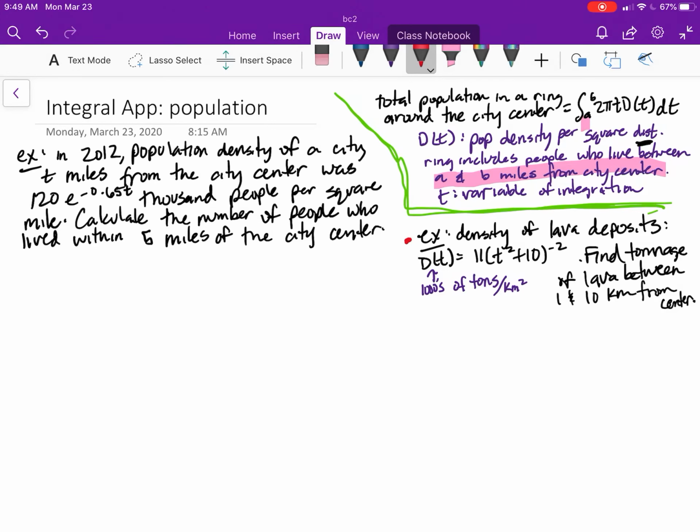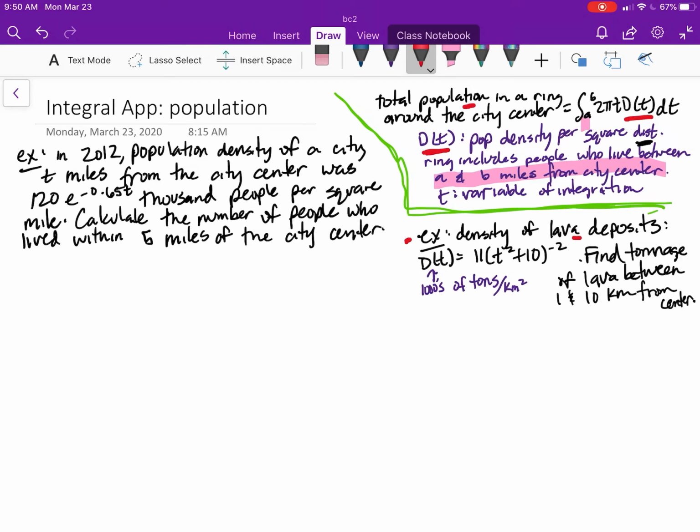Okay, we'll look at another example with definite integrals. Total population in a ring around the city center. In most cases, that's what we're doing is population, but in all reality, any function that you have a density, okay, d of t here is a density function, we can calculate the accumulation. For instance, the second example, you see lava deposits, right?